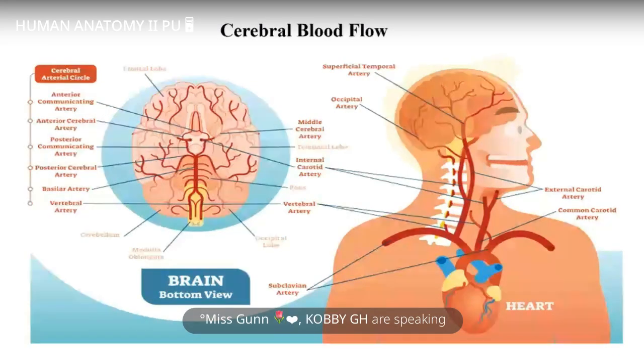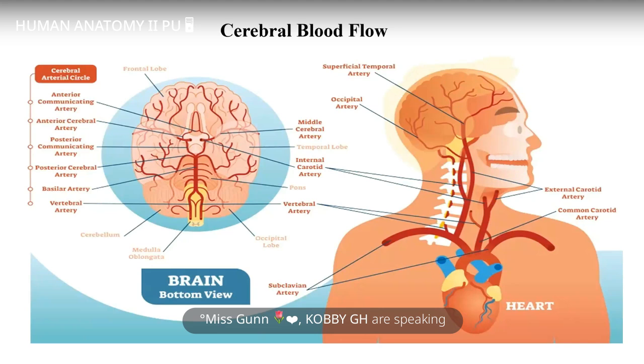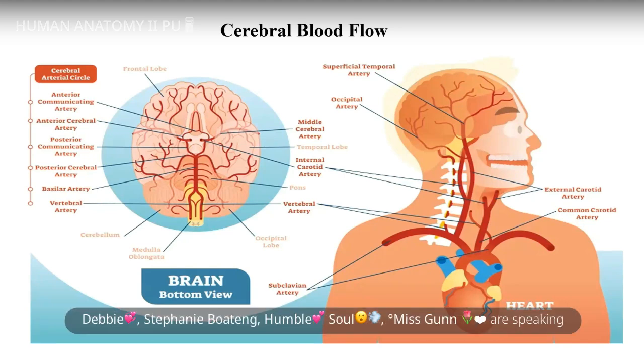What blood vessels form the circle of Willis? What will be your answer? What blood vessels form the circle of Willis? The anterior cerebral artery.